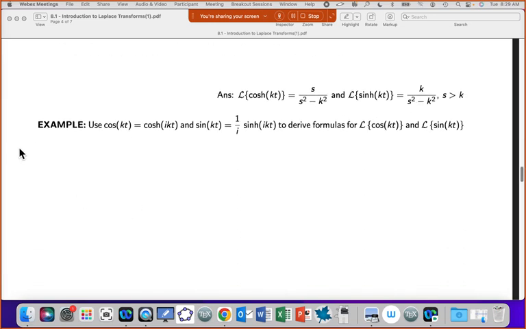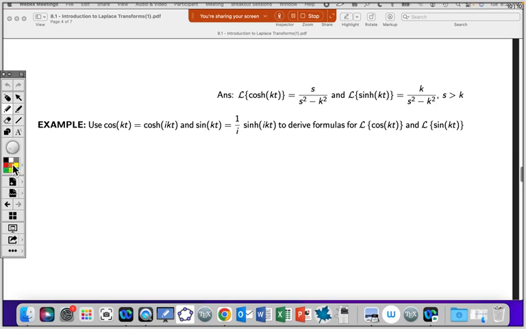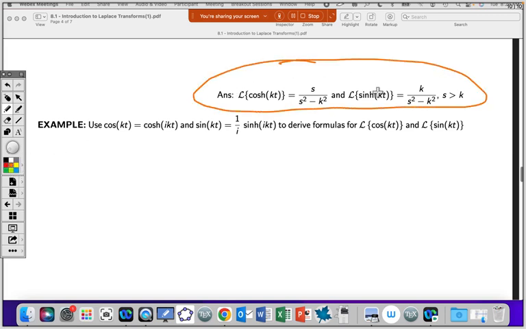All right, so there we go. And that's exactly right. Exactly, Zeron. Use the fact that the cosine of kt is the cosh of ikt, and the sine of kt is 1 over i sinh of ikt to find formulas for cosine and sine.